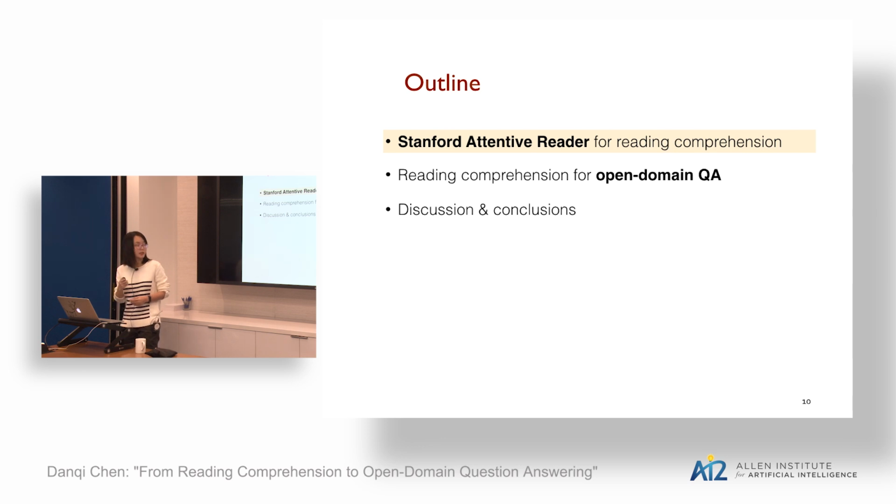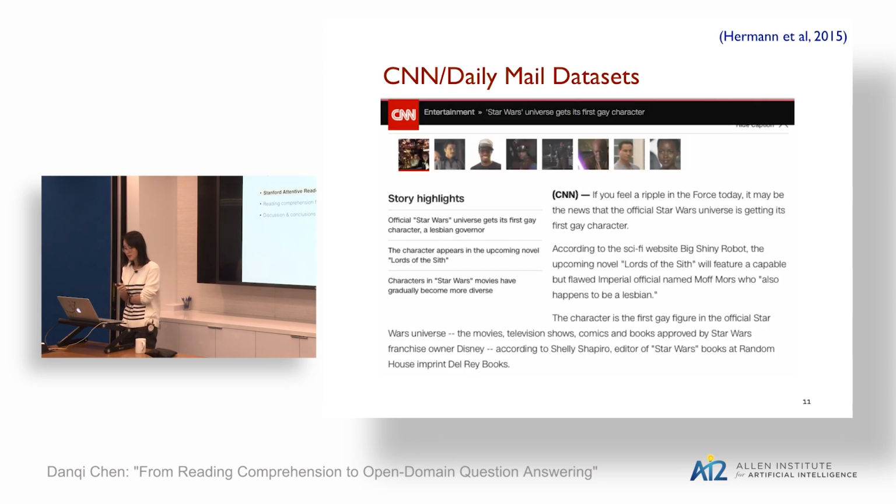So I will start by talking about this model that we have built. We think it's a pretty elegant and simple model. We call it the Stanford Attentive Reader. I first start by talking about the datasets that we used to build this model. This dataset, the CNN/Daily Mail dataset, was constructed by DeepMind researchers at the end of 2015. This is probably the first ever large-scale reading comprehension dataset. They made use of the idea that there are a lot of news articles on CNN and Daily Mail, and each news article is accompanied by story highlights.